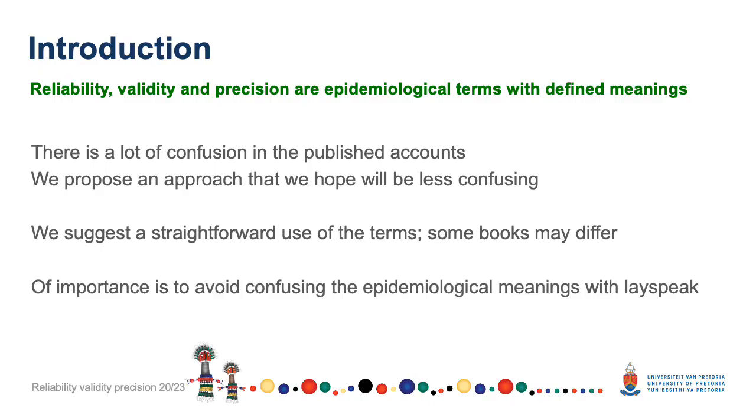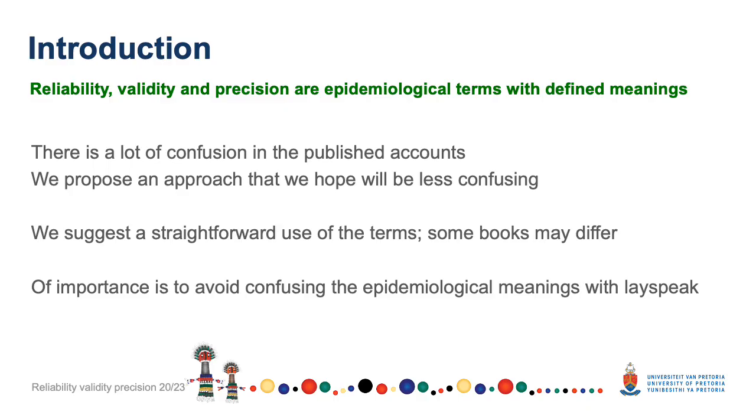Our next topic is to learn about reliability, validity, and precision. I really want to emphasize we're talking here about the epidemiological definitions and understanding of these terms. Please do not confuse these with meanings that might be applicable in lay speak. There's a lot of confusion in the published accounts. It's not that some are right and some are wrong, it's just different points of view.